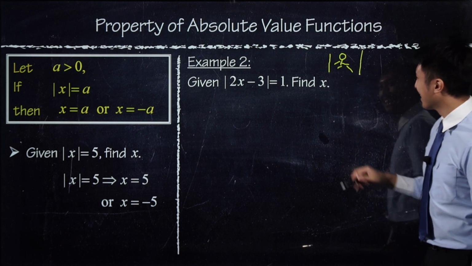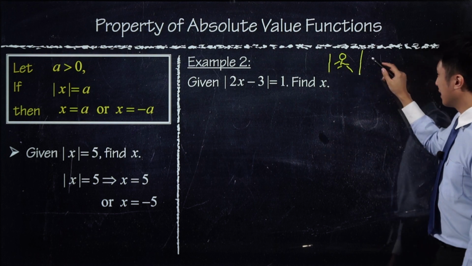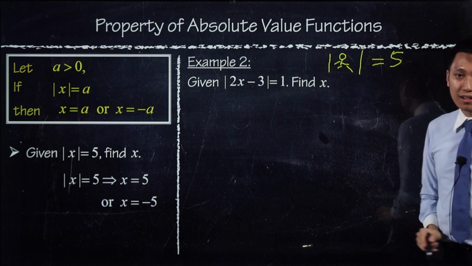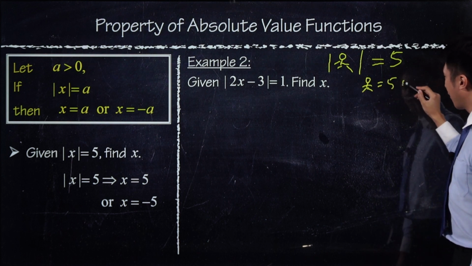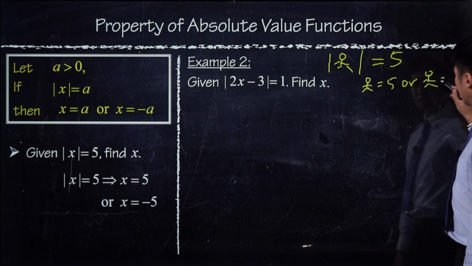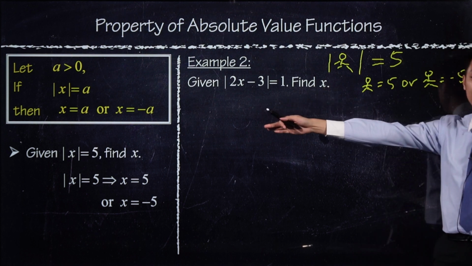You call this Kayla, but more like Zai. So you got this one, modulus is equal to 5. What does it mean? It gives you this equals to 5, or this equals to -5. So that's what it means by that definition.